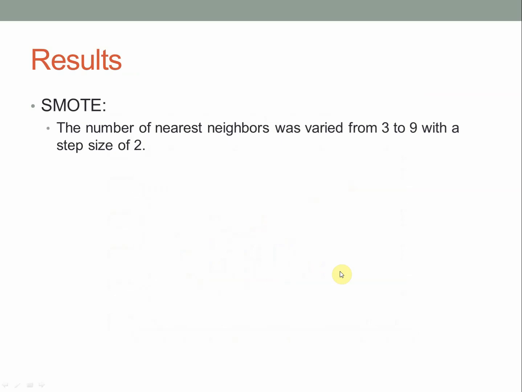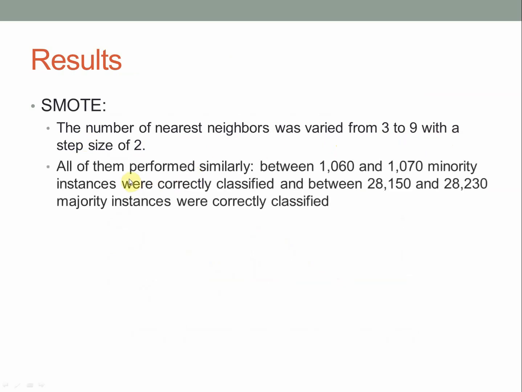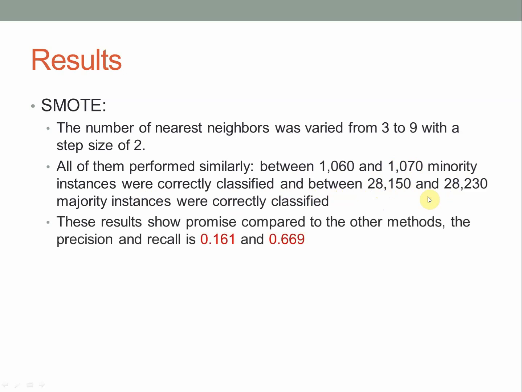And therefore, if we take a look at the results, starting with SMOTE, the number of nearest neighbors was varied from 3 to 9 with a step size of 2. So we try to look into 3 neighbors, 5 neighbors, 7 neighbors, and 9 neighbors. All of them perform very similarly. So it's between 1,060 to 1,070 minority instances that were correctly classified, and 85,000 majority instances were correctly classified.